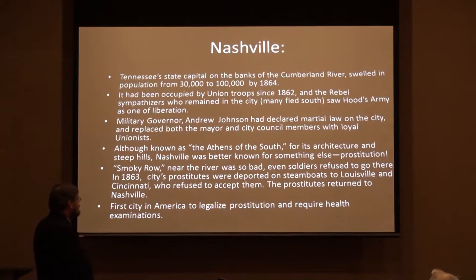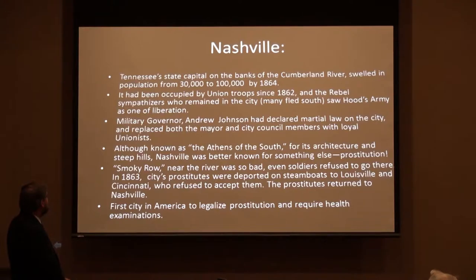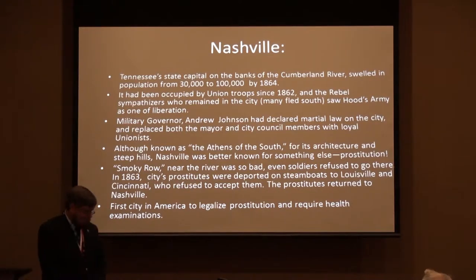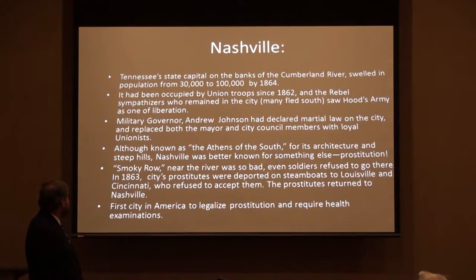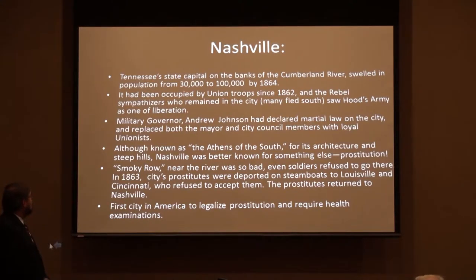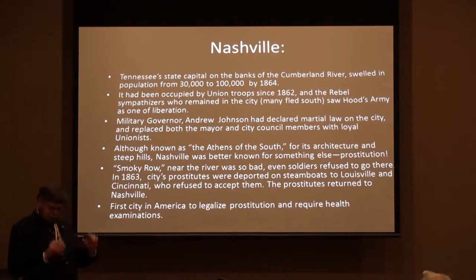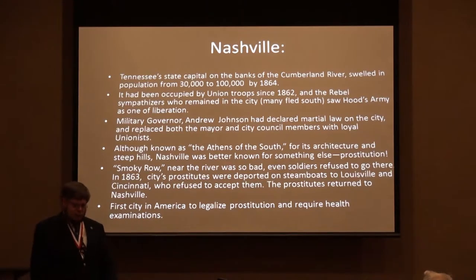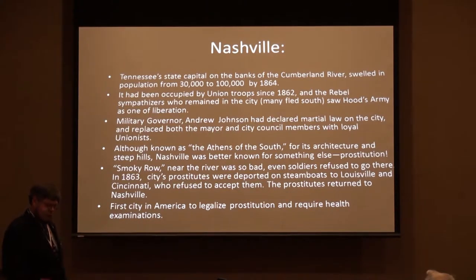Now, let's talk about Nashville itself. The Tennessee state capital on the banks of the Cumberland River swelled in population from 30,000 to roughly 100,000 by 1864. It had been occupied by Union troops since 1862, and rebel sympathizers who remained in the city saw Hood's army as one of liberation. So you've kind of got that fifth column behind you. You know, the Union may occupy Nashville, but they're not there as liberators. In fact, they're there as occupiers.